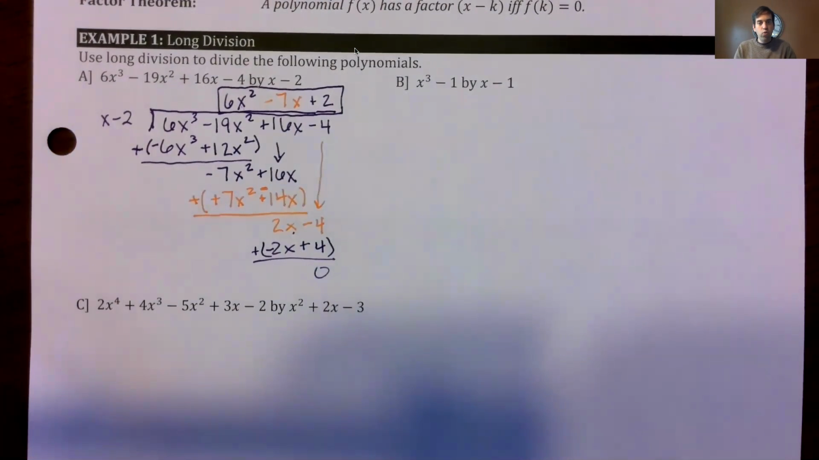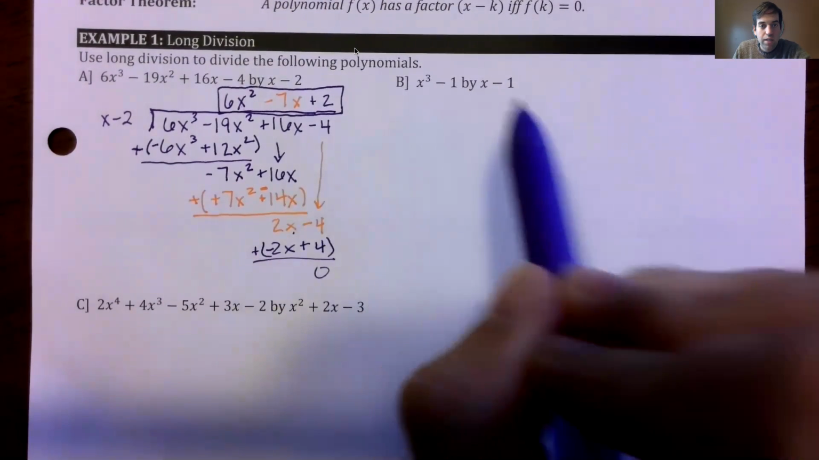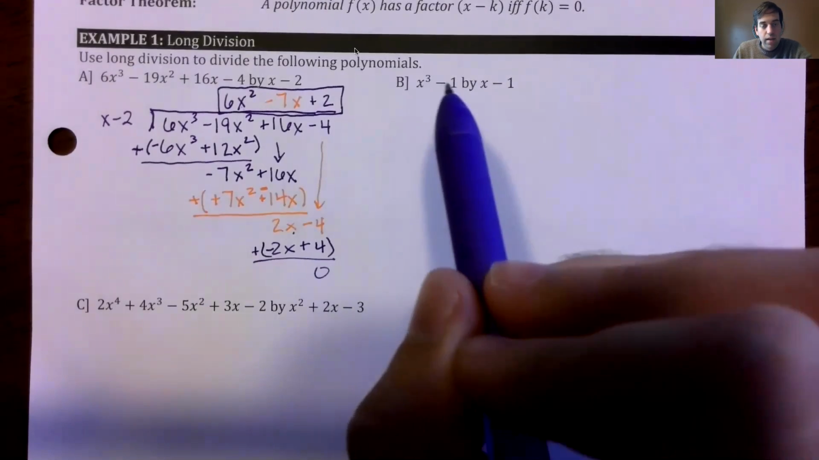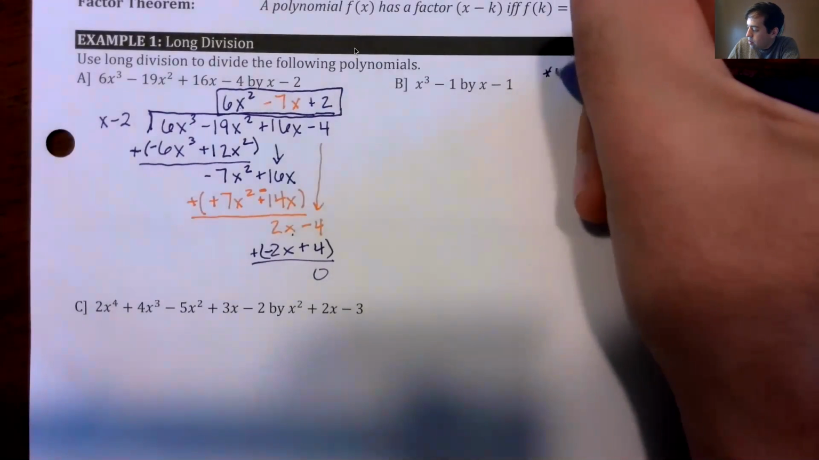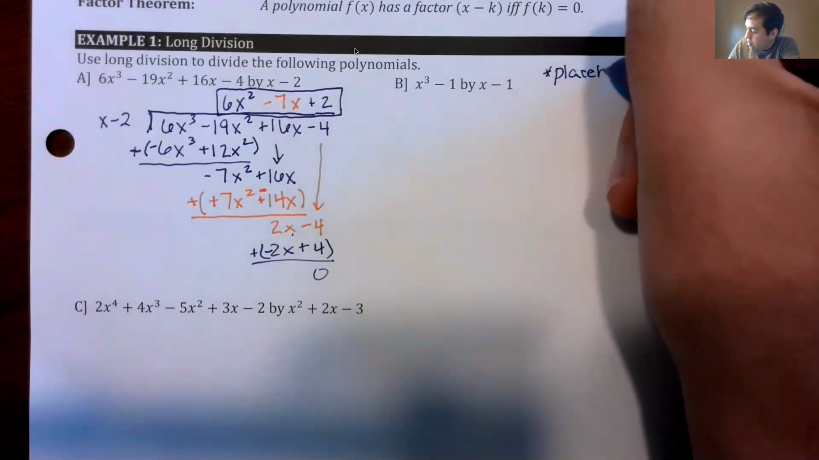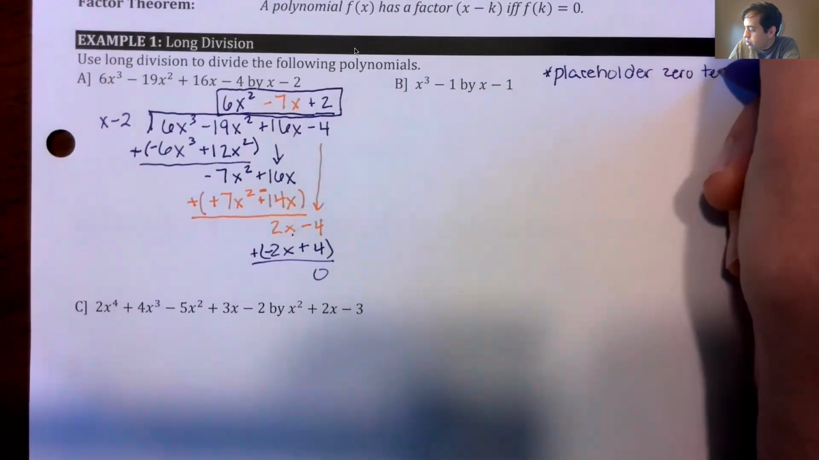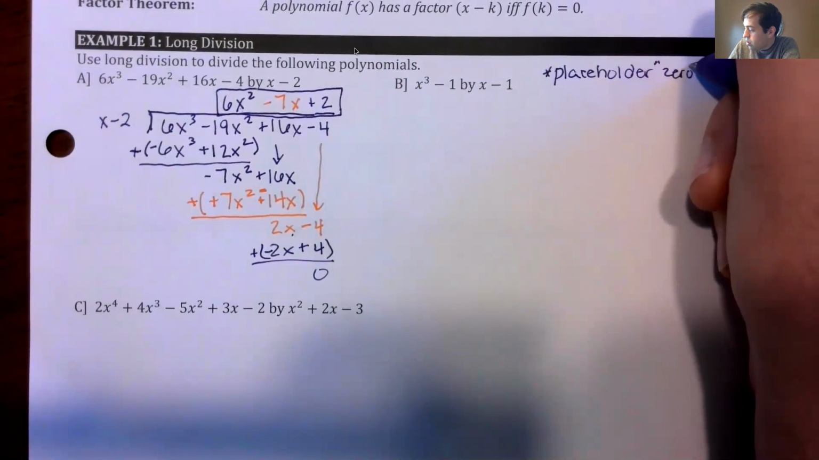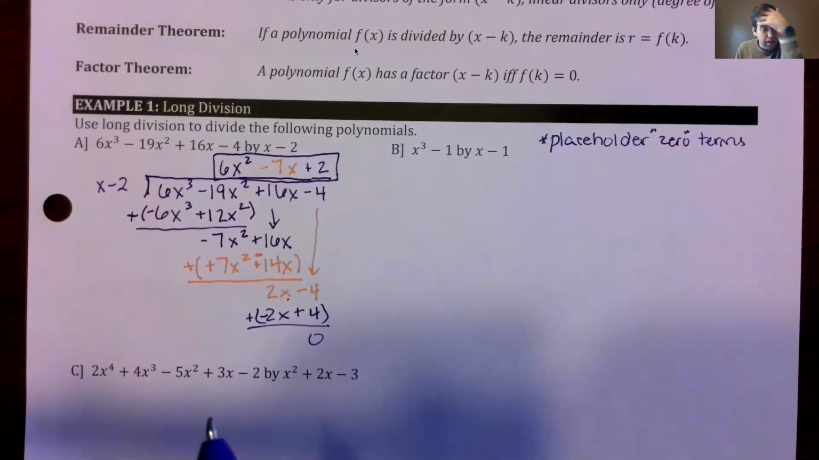Okay, we're going to do 2 more examples, and there are a couple extra things that pop up each time. In letter B, we're going to do x cubed minus 1 divided by x minus 1. So in this question, the idea of placeholder 0 terms comes into play, okay? So that's going to be something in letter B.